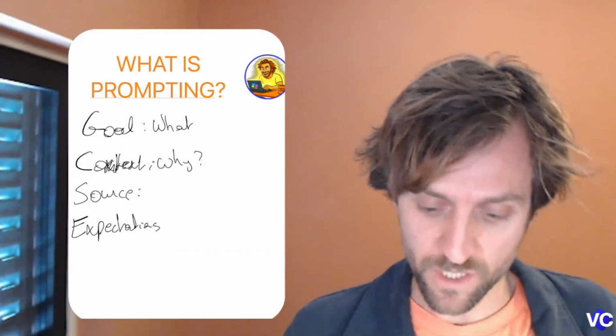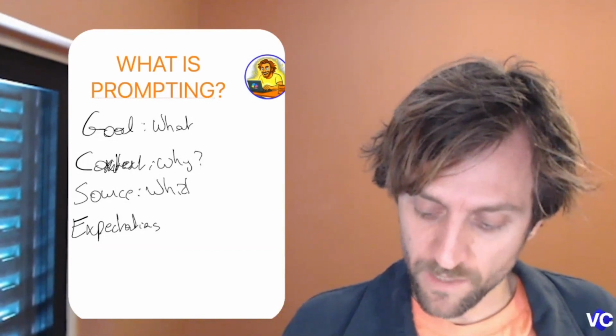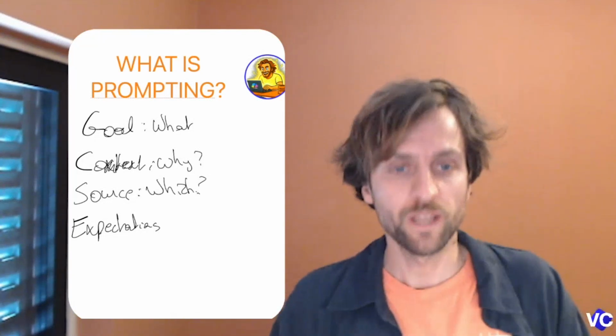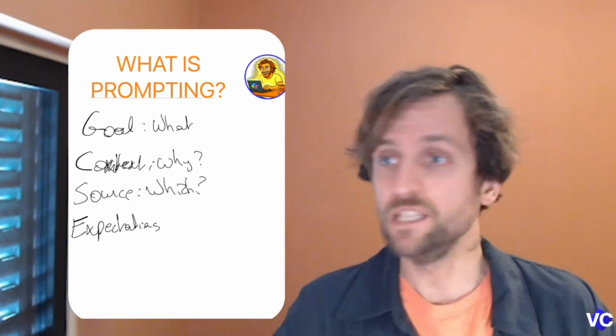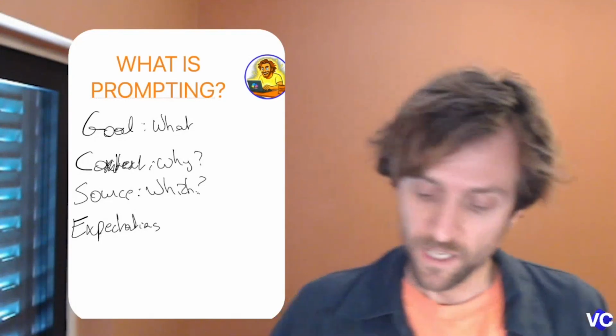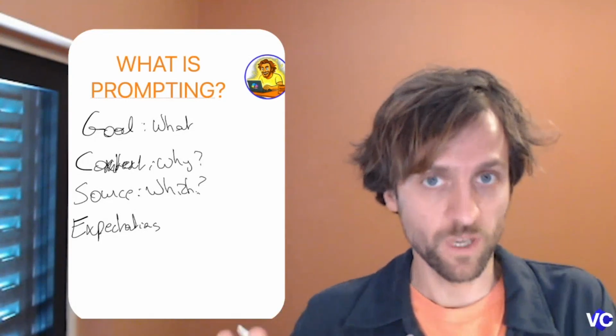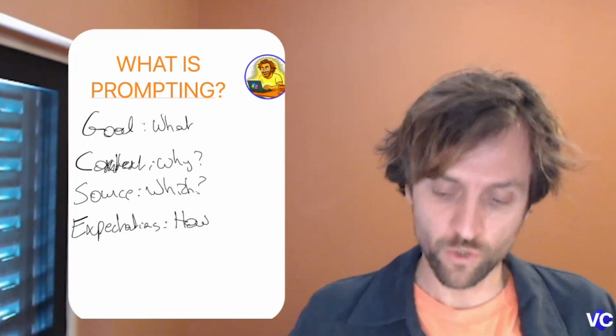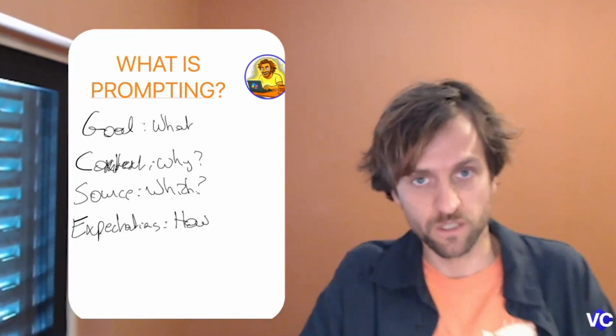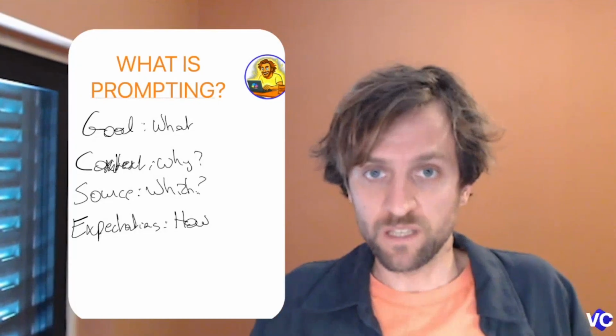Then you give it sources, the which, in terms of which information. Do you want to give it meeting transcripts? Do you want to give it emails? Do you want to give it chats that you're having? So that's all in the sources pack that you can add into your prompt. And then the expectation is, how should Copilot react or respond to meet your expectations better?